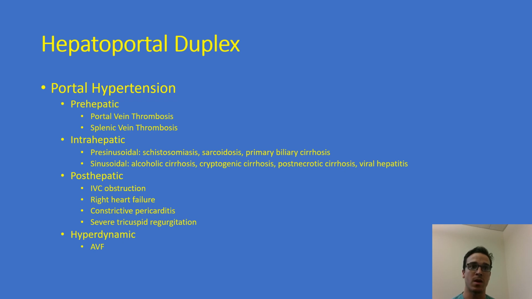Sinusoidal may be due to alcoholic cirrhosis, cryptogenic cirrhosis, postnecrotic cirrhosis, or viral hepatitis. Posthepatic can be due to things like IVC obstruction, right heart failure, constrictive pericarditis, and severe tricuspid regurgitation. Hyperdynamic usually refers to AV fistulas.